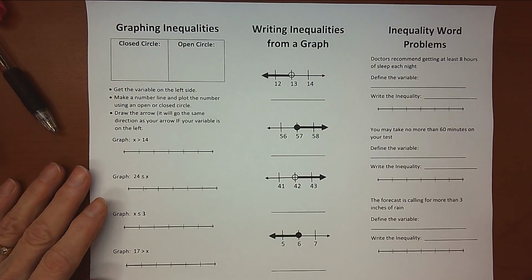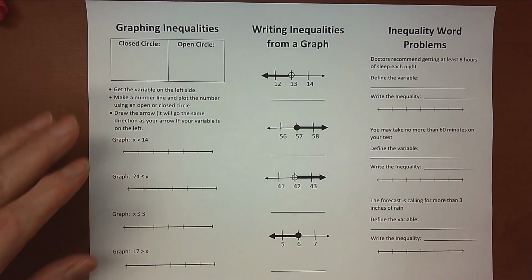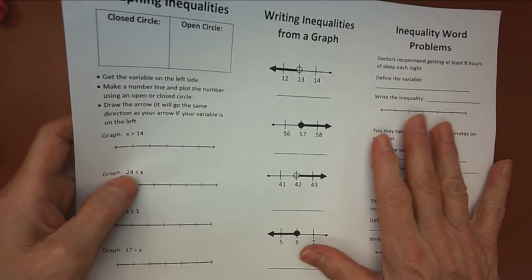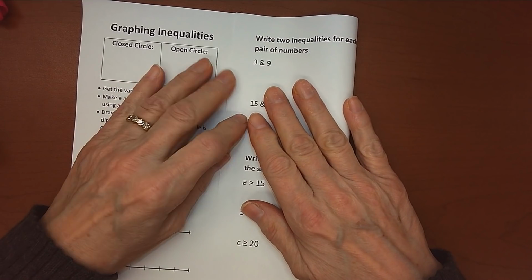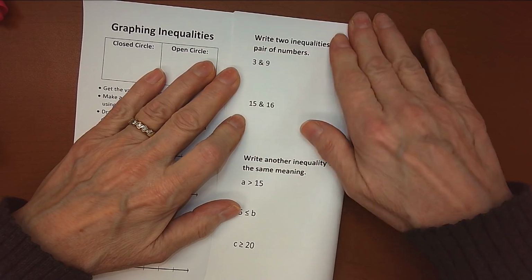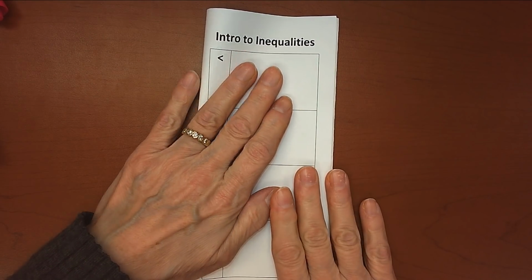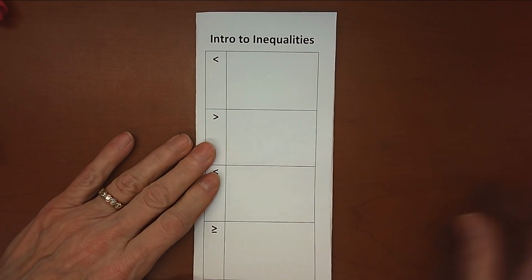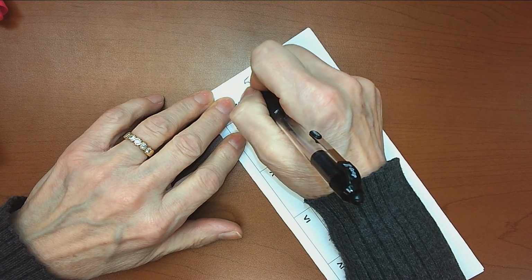Hey everyone, these are notes for 5G, which will be introducing you to graphing and writing inequalities. So this paper that you have should look like this, should have two sides, and it's a trifold. So we're going to fold this right side in to about halfway there, and then the left side in over the top of that. And this is the starting page here. And then I'm going to label this 5G.